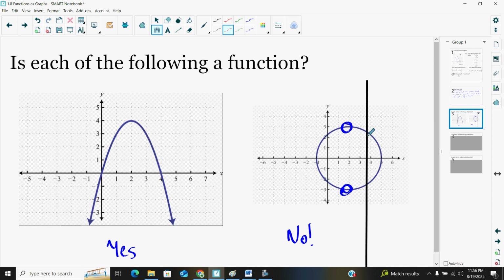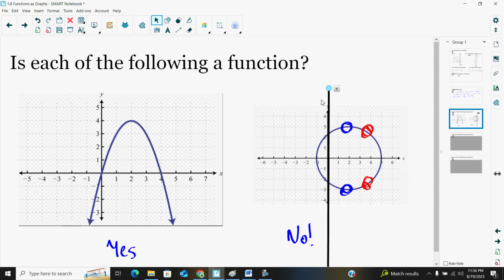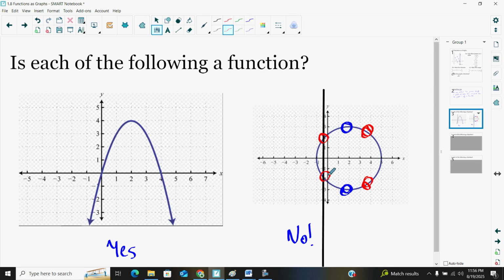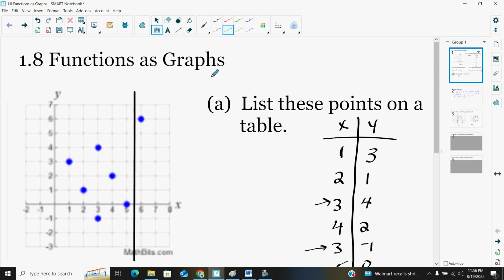I don't need to keep checking, but this one's got lots of places where if I move that vertical line, it crosses the graph more than once. As soon as I find one point that's like that, I can stop and say it's not a function. Just like this one over here, right here. This vertical line right here passed through the graph more than once.